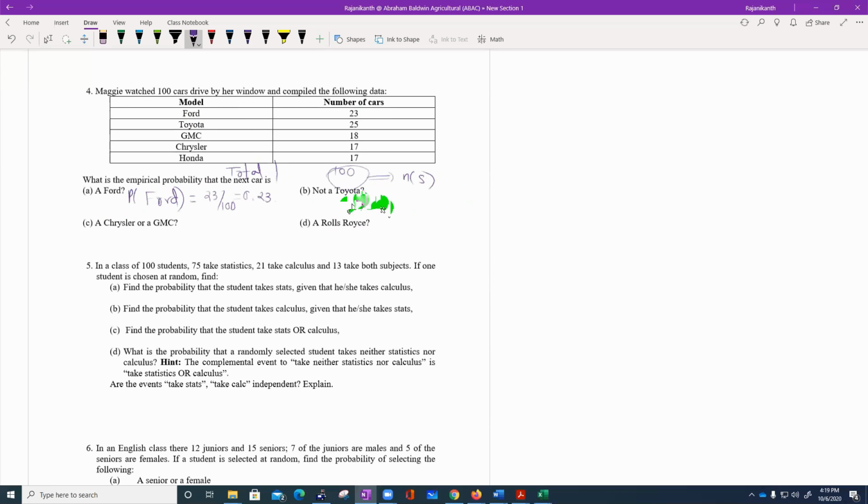Okay. The second one, you are choosing the one which is not a Toyota. That means you have to add all the possibilities. So except Toyota, that is 23 plus 18, next 17 and 17. Then all possibilities is 100. So if you simplify, you should get this as 75, right? Over 100, which is 0.75.